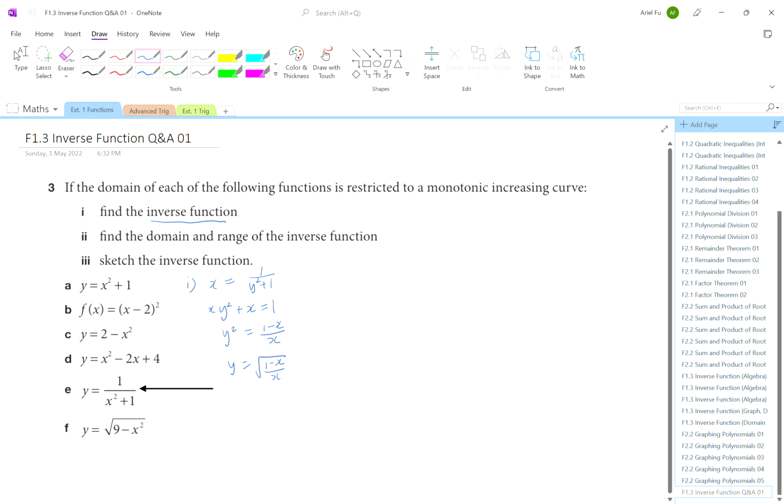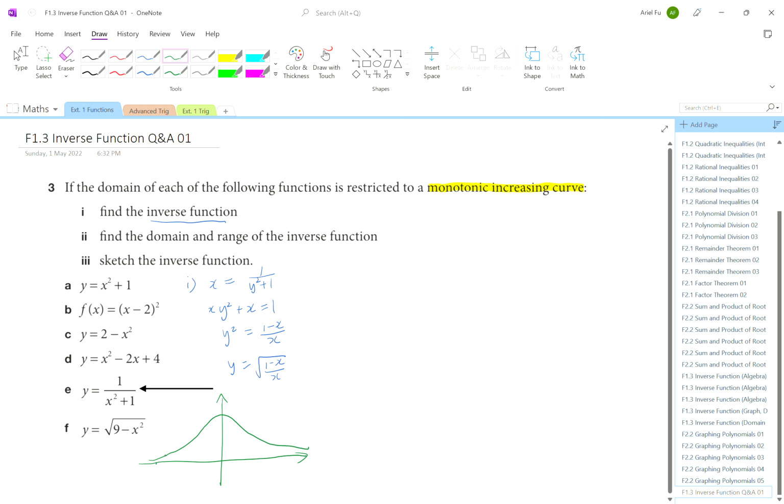Now, the square root function will give you a positive side and a negative side. And whether we're going to pick the plus or minus depends on which section of the original function I'm looking at. I want when the function is monotonically increasing. So this is where I have to look back at the original function and figure out when the function is monotonically increasing. What the graph of 1 over x squared plus 1 looks like is this.